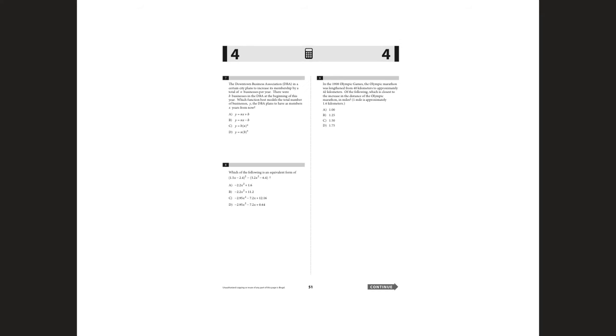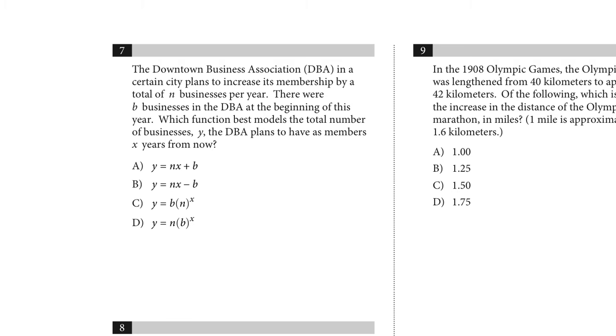Alright, let's move to the next one. Okay, 7. A downtown business DBA in a certain city plans to increase its membership by a total of N businesses per year. There were B businesses in the DBA at the beginning of this year. So in the beginning there were B and they want to increase it by N. Which function best models the total number of businesses Y the DBA plans to have as members X years from now? Each year N, so Y equals NX plus B. That makes sense. Alright, 8.